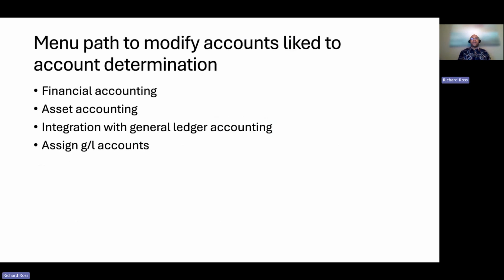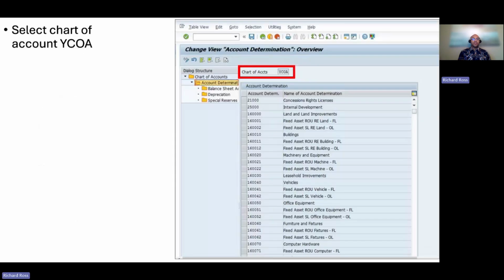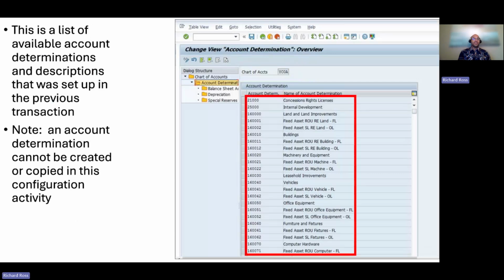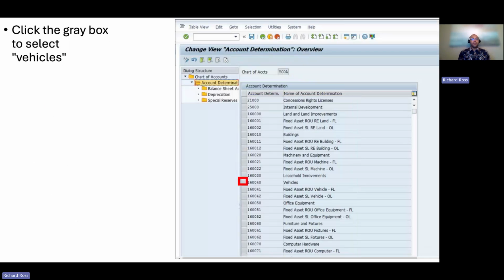Menu path to modify accounts linked to account determination. Financial accounting, asset accounting, integration with general ledger accounting, assign GL accounts. Select YCOA chart of accounts. This is a list of available account determinations and descriptions that was set up in the previous transaction. Note, an account determination cannot be created or copied in this configuration activity. That would have to happen in the last configuration activity.